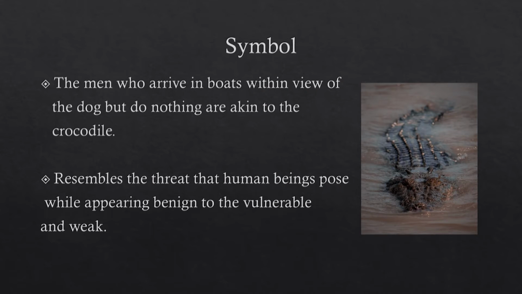As I said, the men who arrive in boats within view of the dog but do nothing are akin to the crocodile. So there is a parallel between the behavior of the men who arrive on the scene but don't actually do something. And the crocodile also resembles the threat that human beings pose while appearing benign to the vulnerable and weak. So appearances are deceptive. That is the larger meaning hidden in the symbolic value of the crocodile.